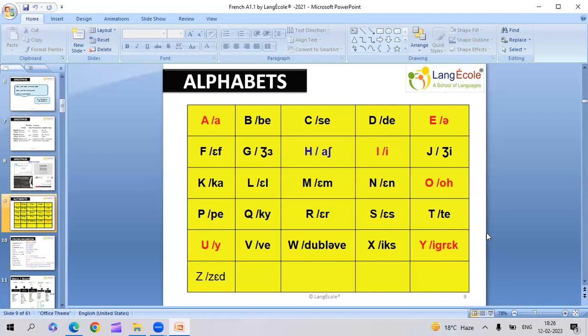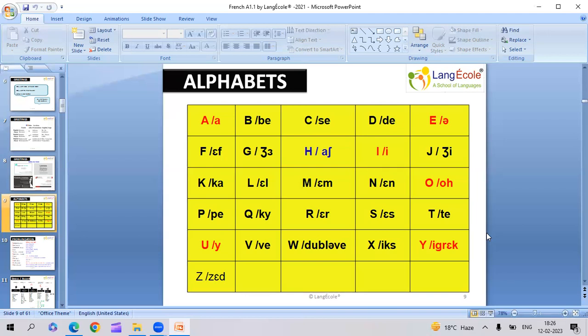How is Z pronounced? Is it the hard Z or the soft Z? No hard Z, only soft Z. The sound in Hindi, if you know, is the softer sound, Z.